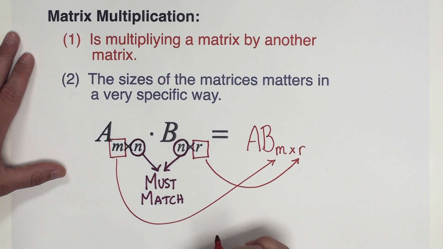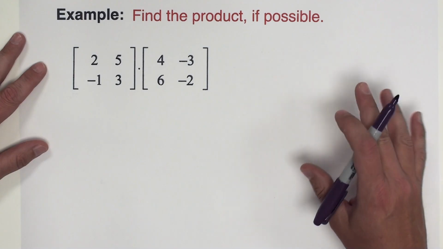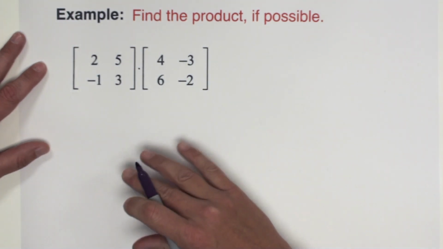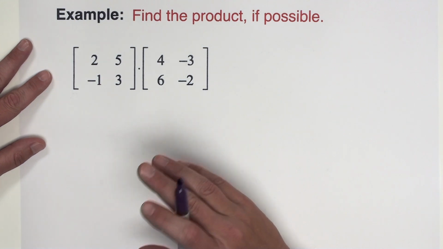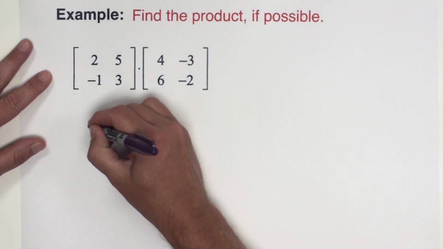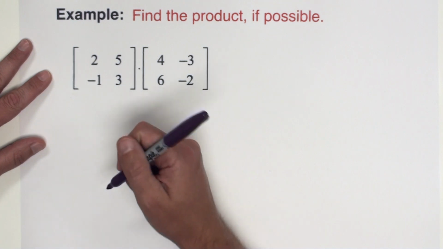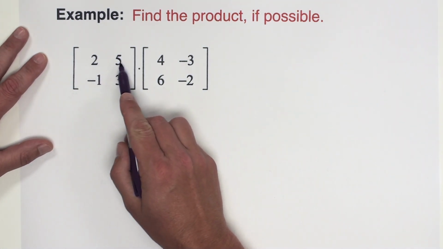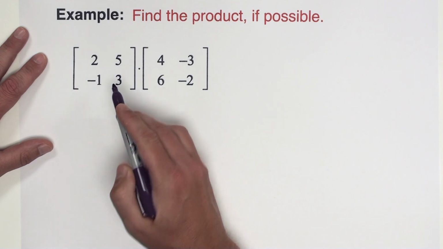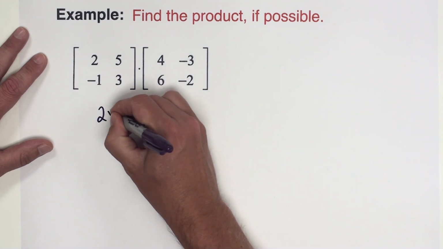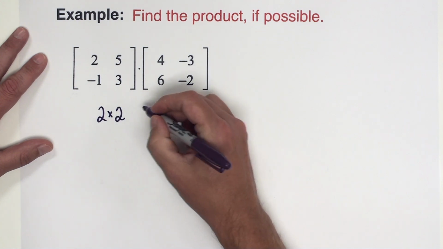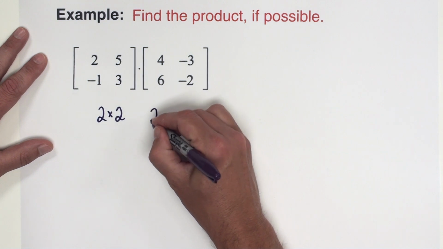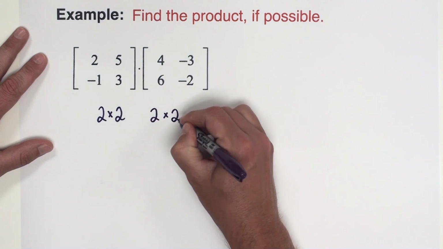All right, let's jump into the first example problem. All the example problems are just going to ask us to find the product of the matrices. The first thing I always do is check the size of the matrices, and I'm going to write that right below. This first matrix has 2 rows and 2 columns, so it is a 2 by 2 matrix. The other matrix also has 2 rows and 2 columns, so it is a 2 by 2 matrix.